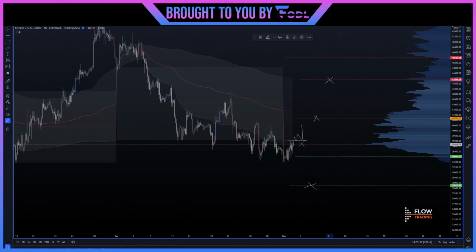All right, if we get rejected there, then I think that's a good entry for a short. If we get rejected there and back inside of the range, that's a good entry for a short. I'll probably enter here on confirmation, and I'll be targeting first this level here and then this level down here, 35,800. Okay, I hope that is clear for you guys.